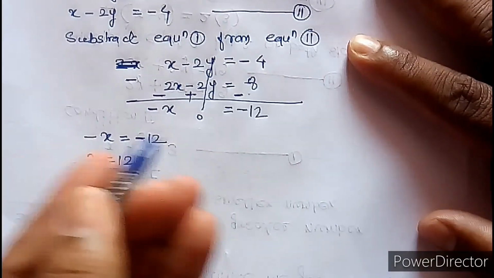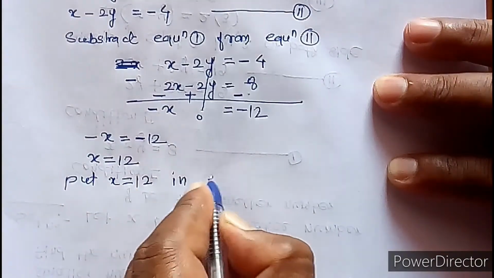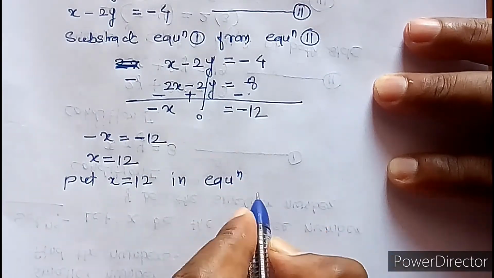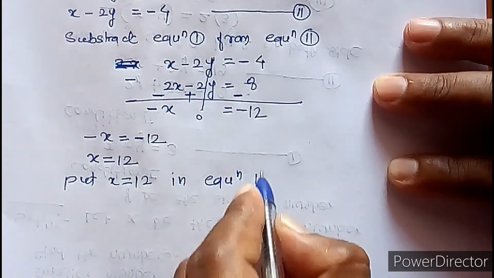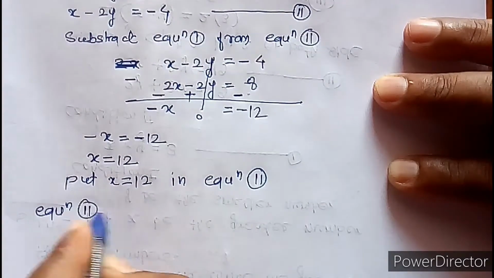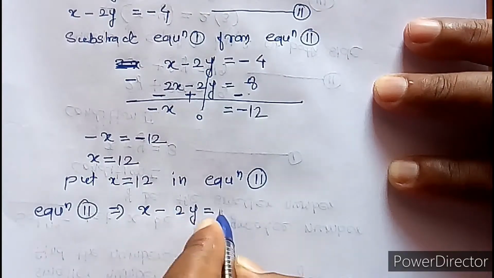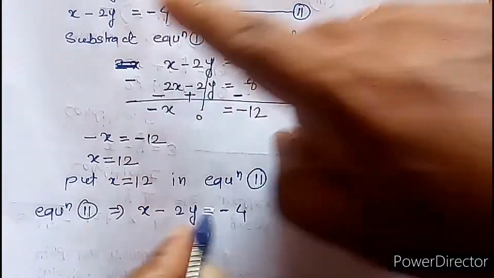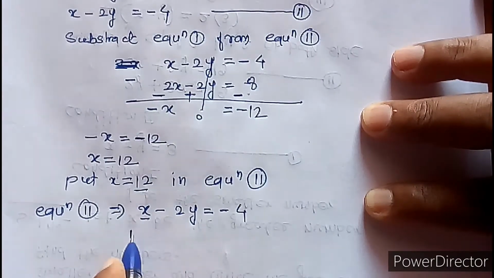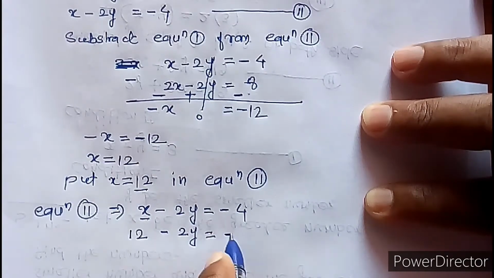Minus minus get cancelled. Put x equals to 12 in either equation 1 or equation 2. We are putting it in equation 2 here. Equation 2 is x minus 2y equals to minus 4. Now put the value of x equals to 12. Here I am putting 12 minus 2y equals to minus 4.